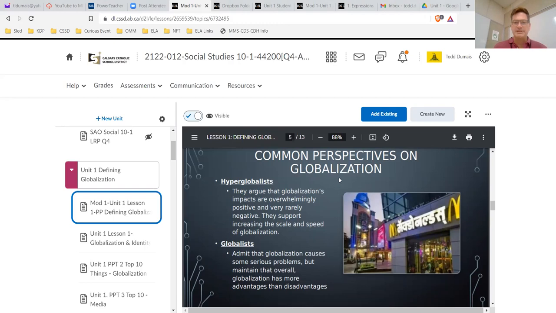Okay, so common perspectives on globalization. Hyperglobalists believe that everything is positive. There are no negatives. And you can certainly see the world through that. We live in the longest period of recorded world peace. There are skirmishes and conflicts, and certainly those have occurred since World War II. But in recorded history, since World War II until now, we have not had a world war where the entire globe or huge aspects of the world and nations were at war. That's a very positive thing.